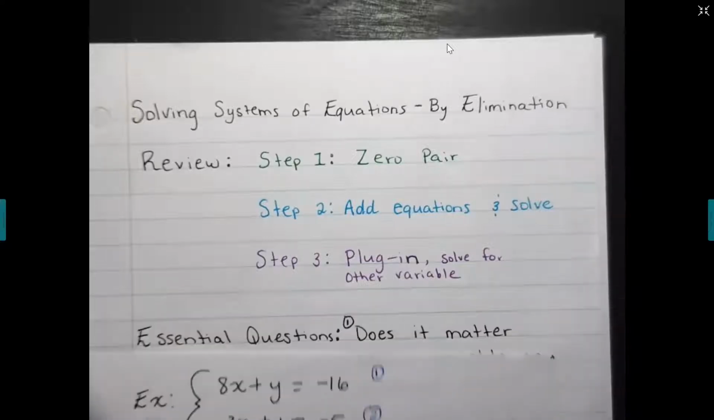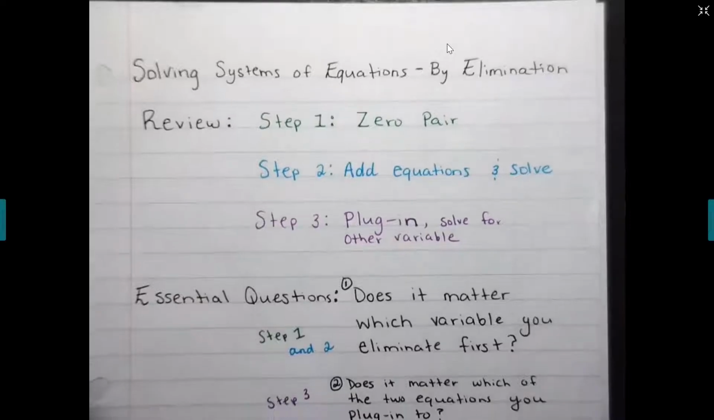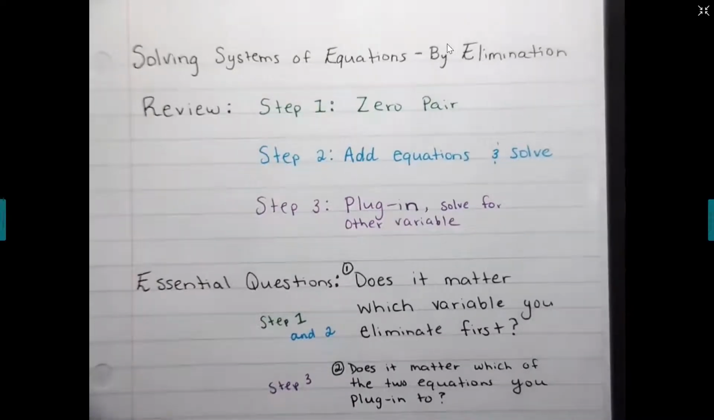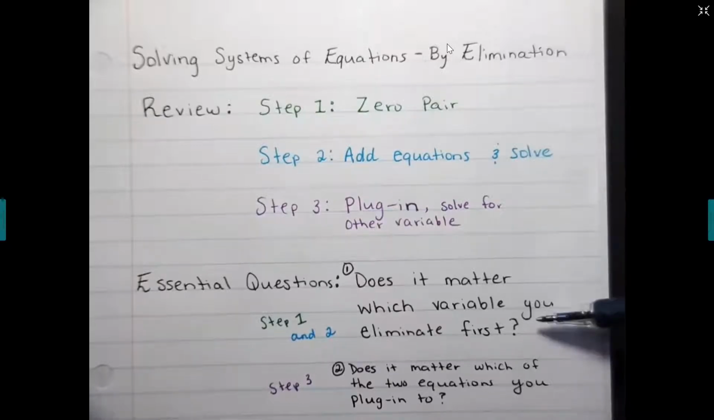And these are the essential questions that I really want to get at in this video, which is something that a lot of students always ask about when we teach this method. So many students often ask, in relation to step 1 and 2, when you're basically creating the zero pair, does it matter where you start? Does it matter if you eliminate x or you eliminate y first? Okay, so this is the first thing I want to answer for you.